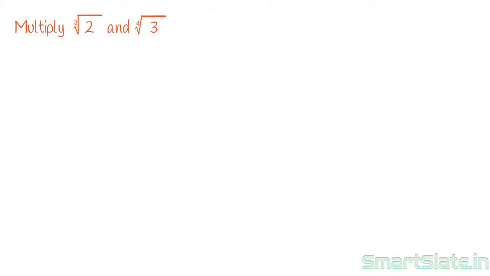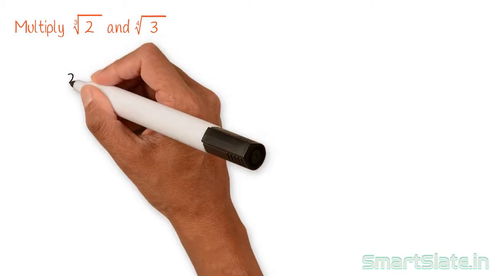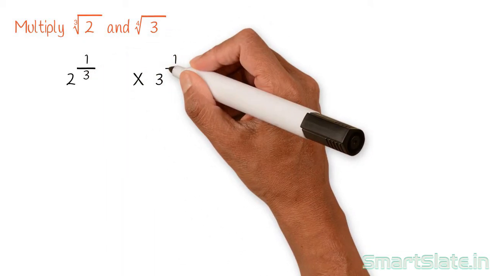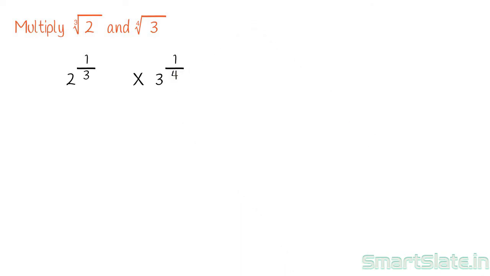If you notice, these two surds have different orders. The first surd has order 3 and the second surd has order 4. The first step is to express these surds in their index form. Cube root of 2 is 2 to the power 1 by 3 and fourth root of 3 is 3 to the power 1 by 4. Now calculate the LCM of 3 and 4. LCM of 3 and 4 is 12.